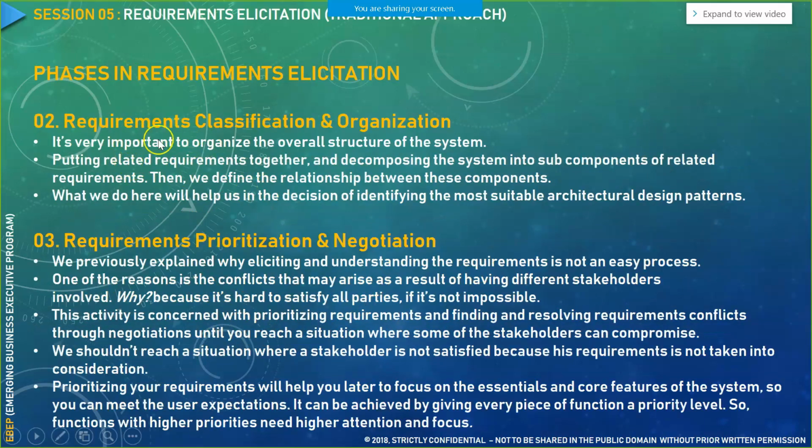Then comes the next phase, that is requirement classification and organization. Like I already told you, we would classify the requirements into those 10 to 11 categories that we just saw, and we have to organize them, that is, link them with each other: which requirement is dependent on which, and which requirement is not dependent.